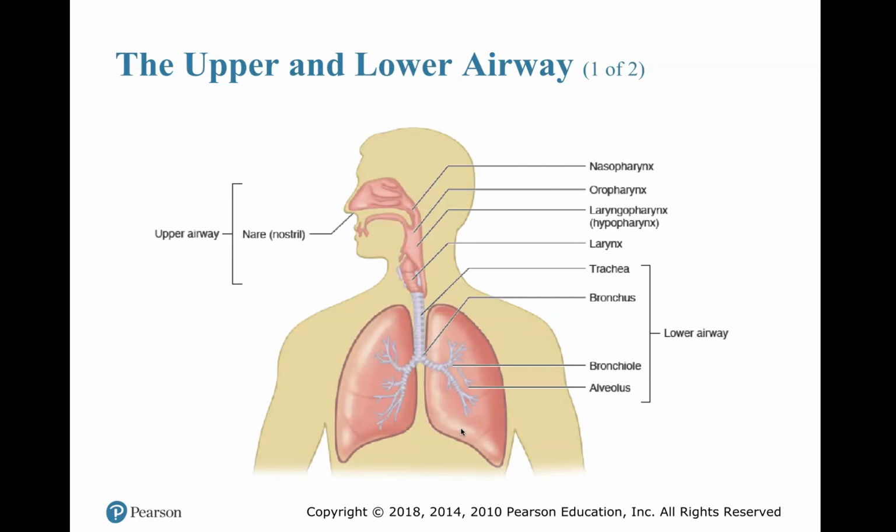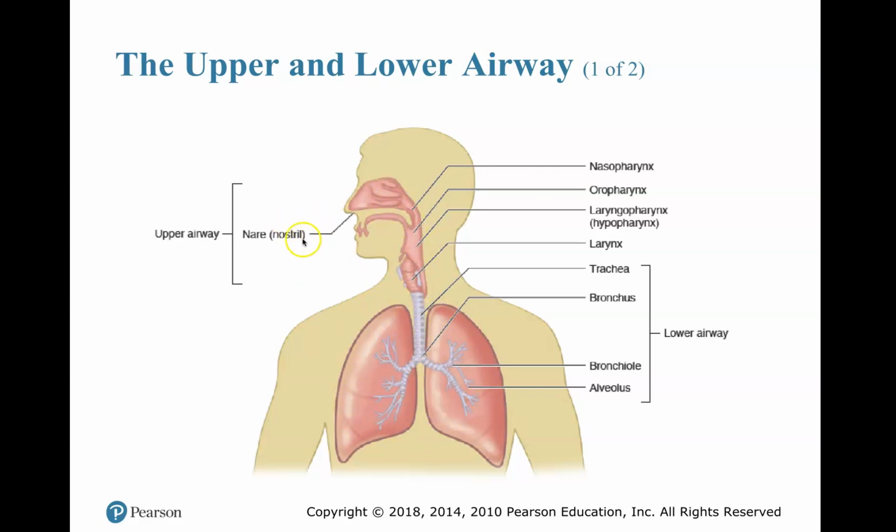And here we go, the upper and lower airway. Now we have to remember we have an upper airway and a lower airway. That's going to become important later on in the class when we start talking about patient assessments and your knowledge of the anatomy and what could possibly be wrong with the patient. The upper and lower airway are separated between the larynx and the trachea right here. This begins your lower airway, and this is the end of your upper airway.